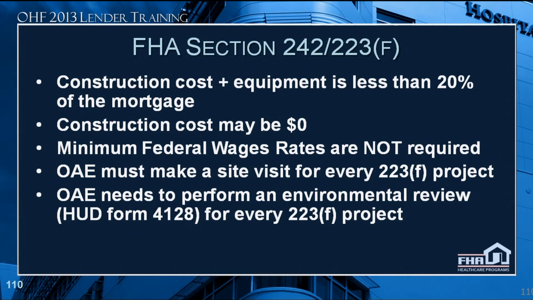In many cases, the construction cost we know will be zero. One particular item of note is that minimum federal wage rates are not required for 223F projects. Nevertheless, the Office of Architecture and Engineering, as was stated earlier, has to make a site visit for every 223F project. And we do have to perform an environmental review as well.